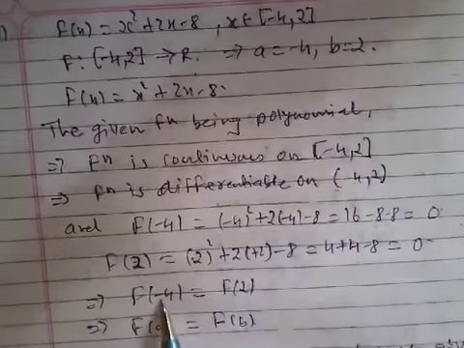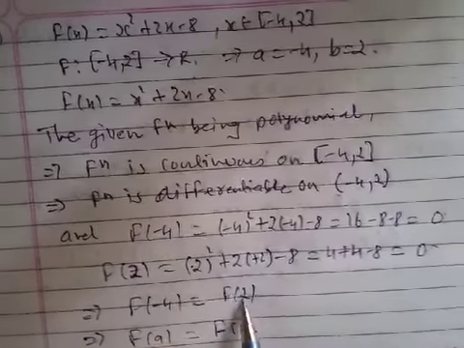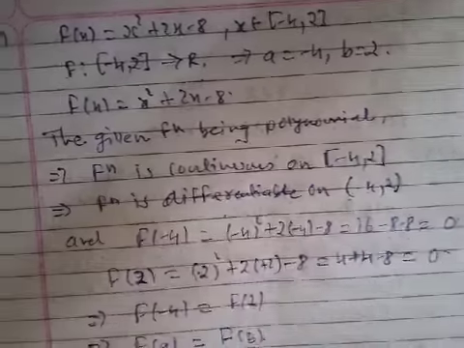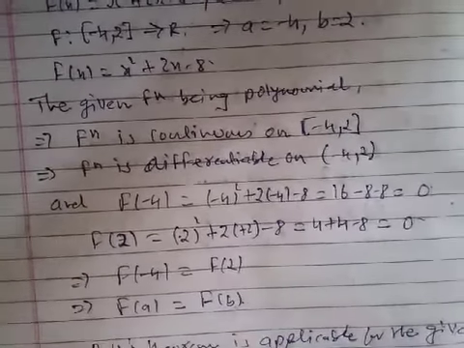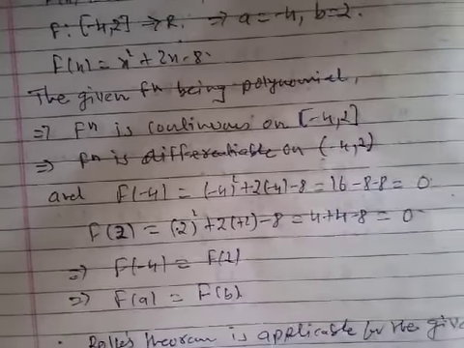So f of minus 4 is equal to f of 2. It means that we proved f of a is equal to f of b, and this is sufficient to prove Rolle's theorem.